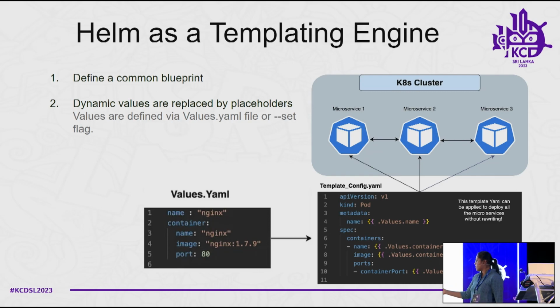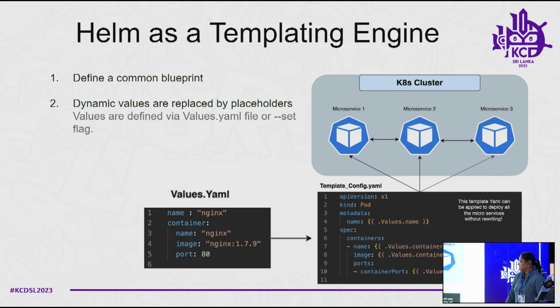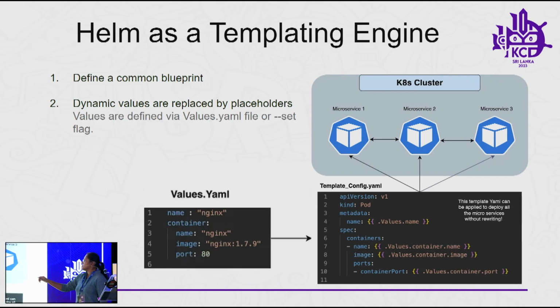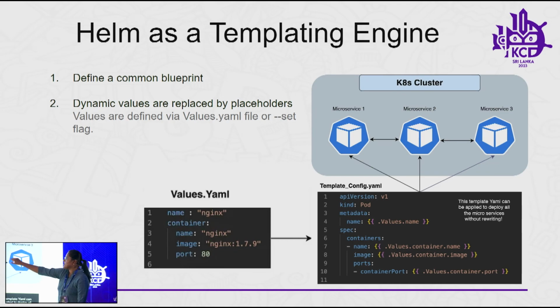With Helm, we can define a common blueprint where we can apply this template YAML file directly to deploy all three microservices. You can see you have this template config YAML, which we can use as a common blueprint for this. And there are dynamic values that are replaced by placeholders. The values can be injected with values.yaml, or you can do it on the command line by setting some values with the double hyphen set flag.